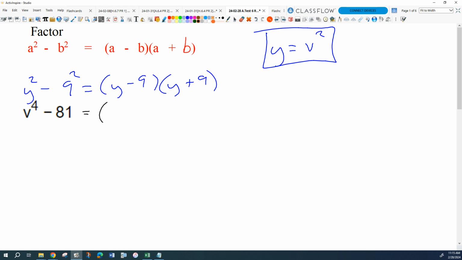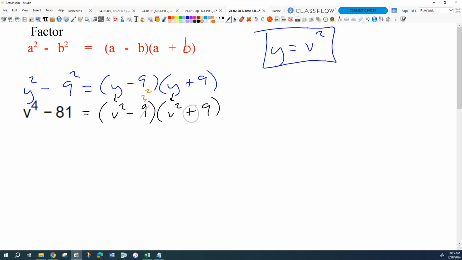So this becomes v squared minus 9 times v squared plus 9. And we can go even farther. Okay, what can we do now? 9 we could replace with 3 squared. Very good. v squared you can replace with just v. And then v squared plus 9, can we go further with that? No, we can't because of the plus sign, right? When there's a plus sign there, there is no sum of squares pattern.